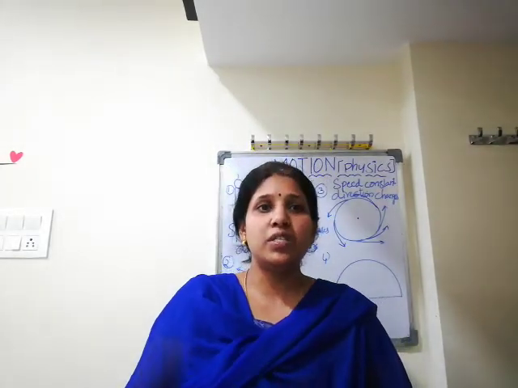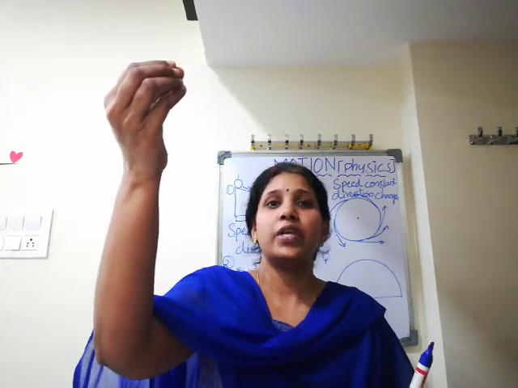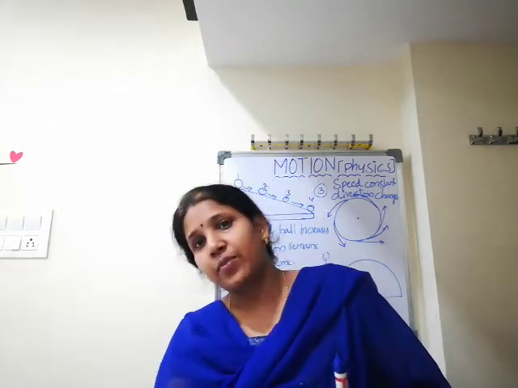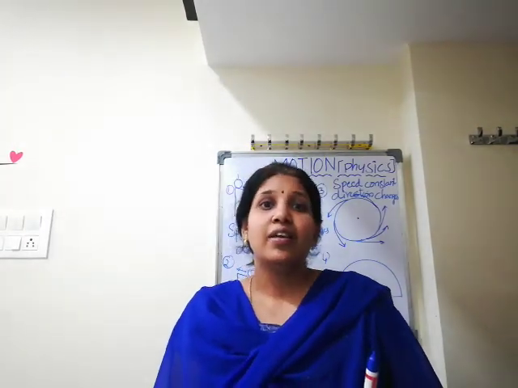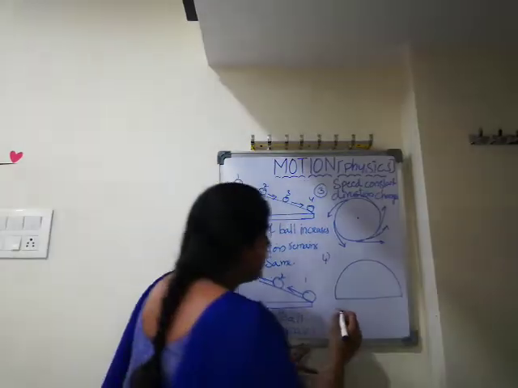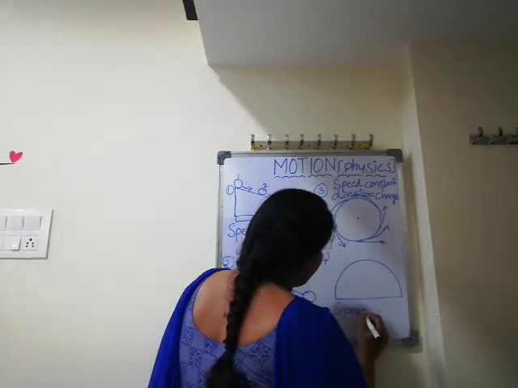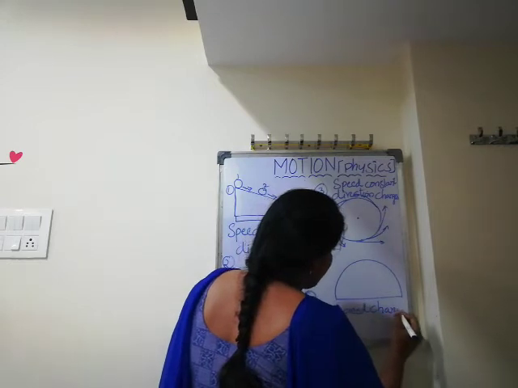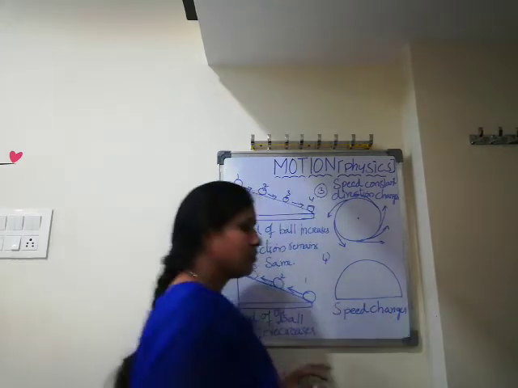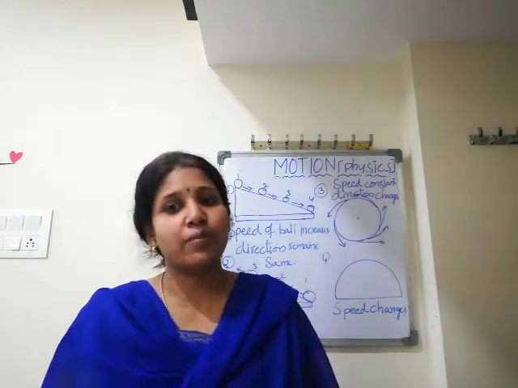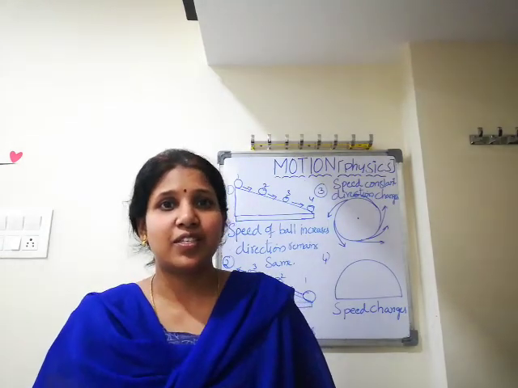How it is changing means whenever it is moving in upward direction, speed is decreasing. Whenever it is coming to the downward direction, speed is increasing. So there is speed change. Speed of the object changes. Next one. Is there any change again? What you are observing? Yes.